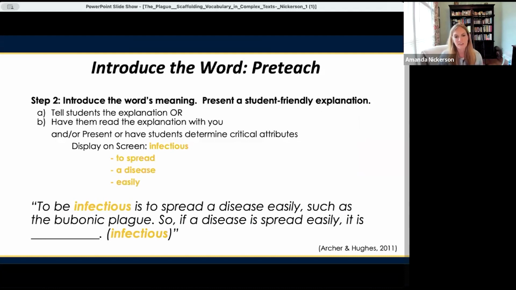To be infectious is to spread a disease easily, such as the bubonic plague. So if a disease is spread easily, it is infectious. And I'm going to have everyone say that again. It can be helpful with words like this to put infectious on the board and parse out those critical attributes of the word. So to spread something that is a disease, but to do that very easily. So all three of those aspects of a disease have to be true for something to be considered infectious.